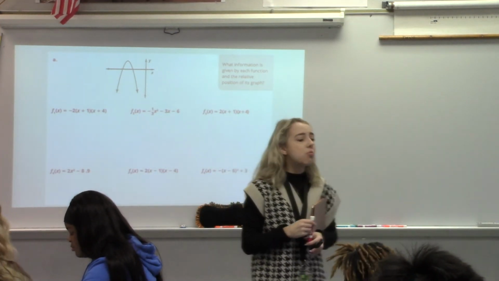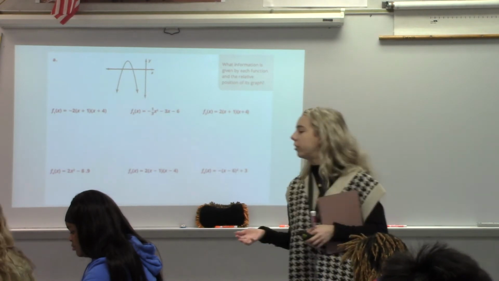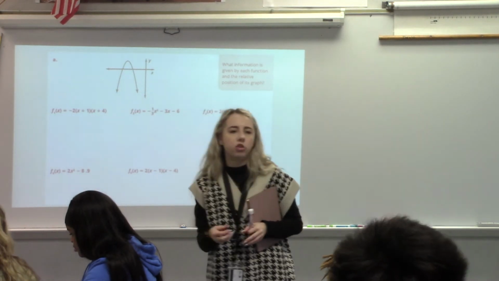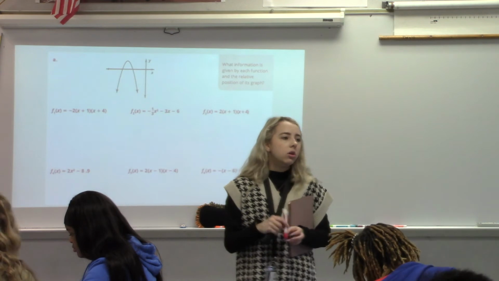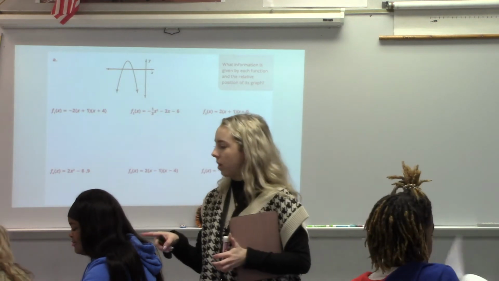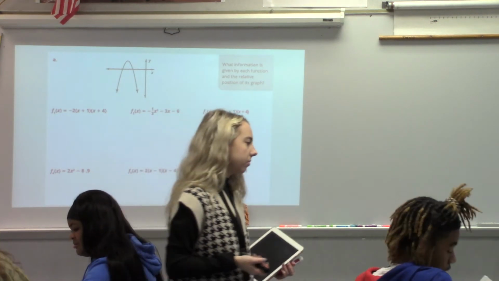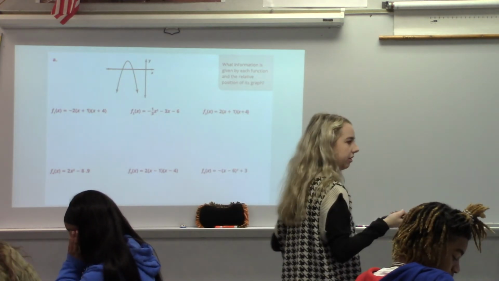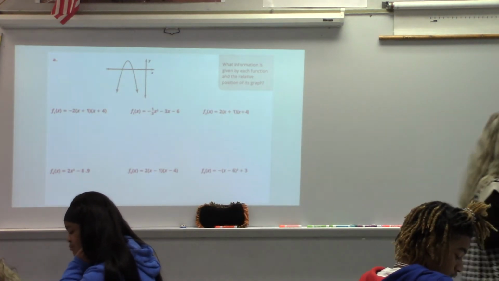The page number is M157. It's 4.2, modeling a quadratic graph. We're about to get to it. M157. It's very close to where we just were.